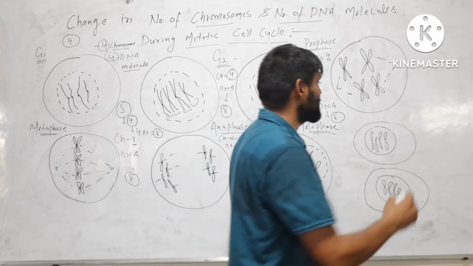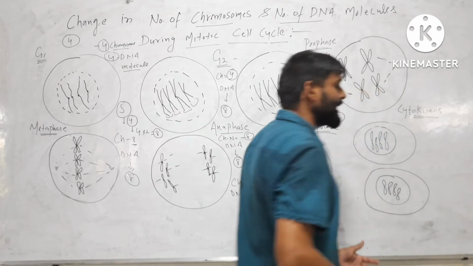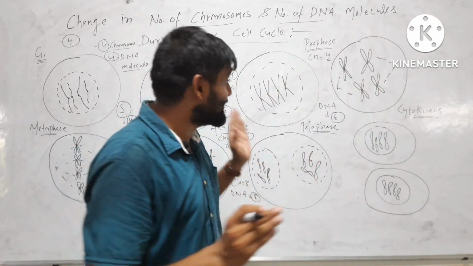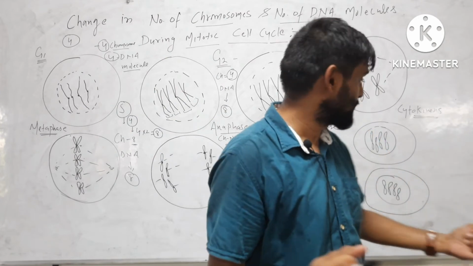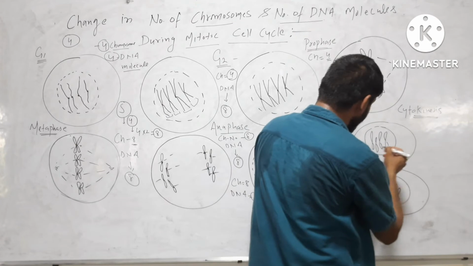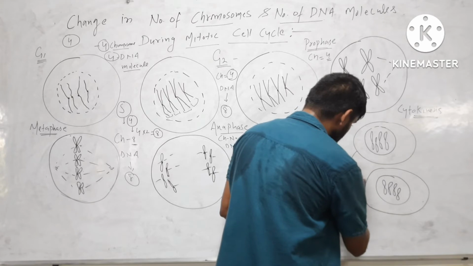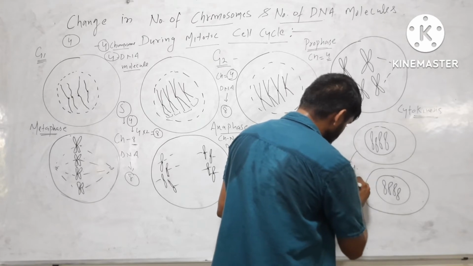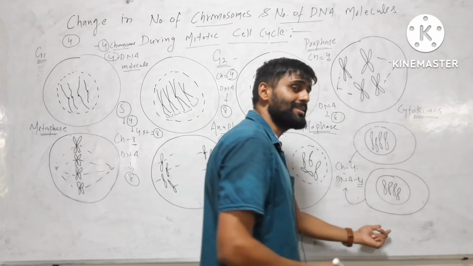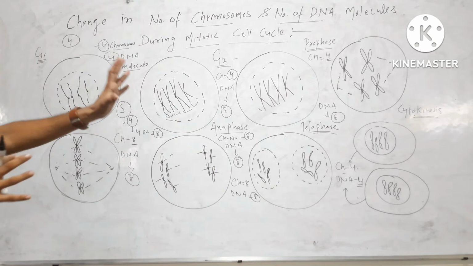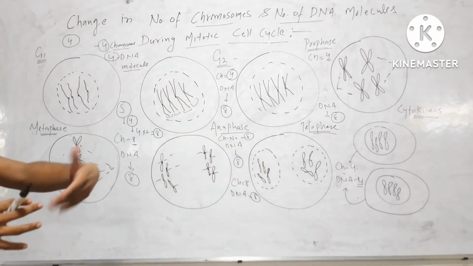Now coming to the last phase, that is called cytokinesis. In cytokinesis, cytoplasm will separate and the cell now divides itself into two cells. So here in cytokinesis, when we look at this cell, because now it is an independent cell, we have chromosome number 4 and number of DNA molecule is also 4. Similarly in that cell also. So this is change in number of chromosome and DNA molecule during mitotic cell cycle or cell division.